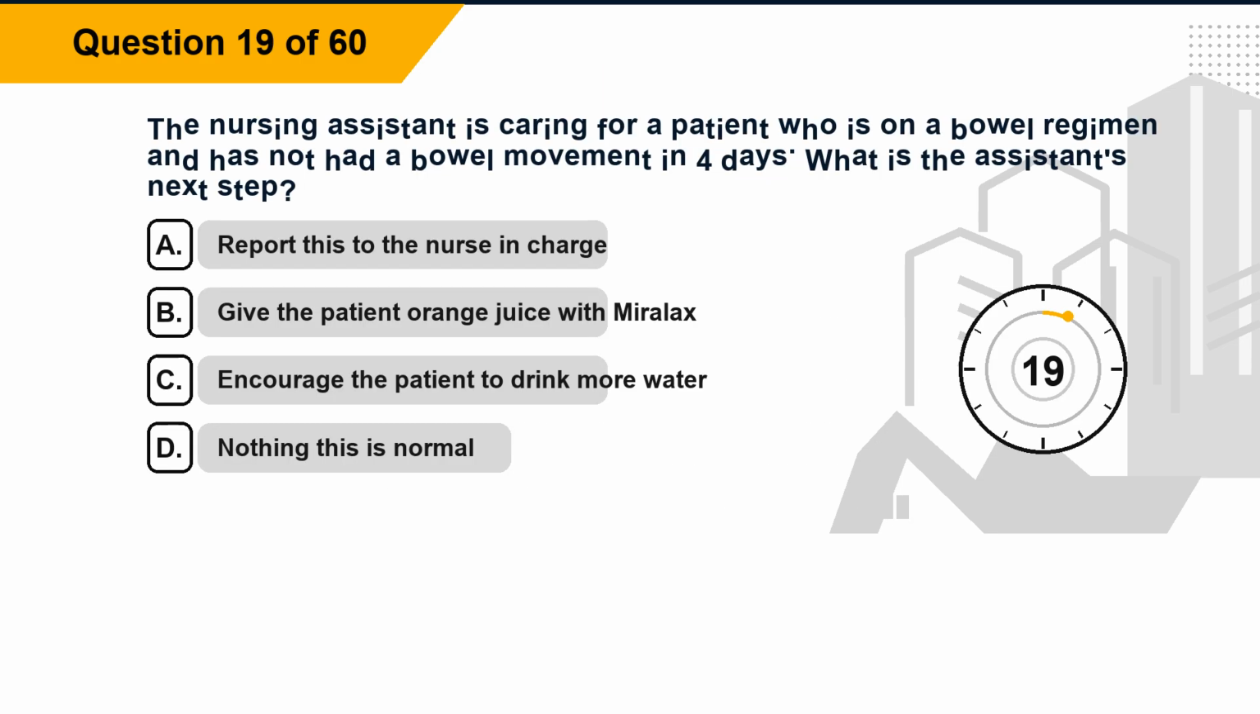The nursing assistant is caring for a patient who is on a bowel regimen and has not had a bowel movement in 4 days. What is the assistant's next step? Option A. Report this to the nurse in charge. Option B. Give the patient orange juice with Miralax. Option C. Encourage the patient to drink more water. Option D. Nothing, this is normal.